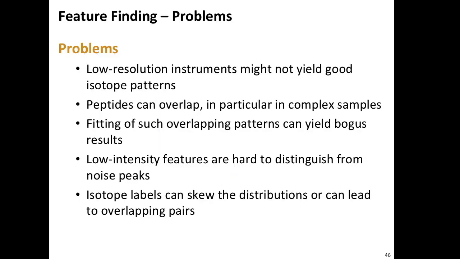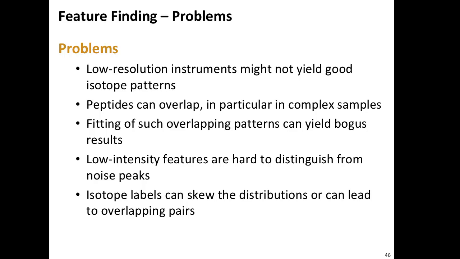Okay, problems here. A low resolution instrument might not give good isotope patterns. People still use them. You just need to be aware of that. We see that less and less as a problem. Peptides can overlap, in particular in complex samples. We easily see over 100, 150,000 features in one individual sample, and then you can imagine that there's constant overlap going on. Often low-intensity features are hard to distinguish from the noise peaks, and then you need to do some thresholding and need to have some idea of how deep you want to go.